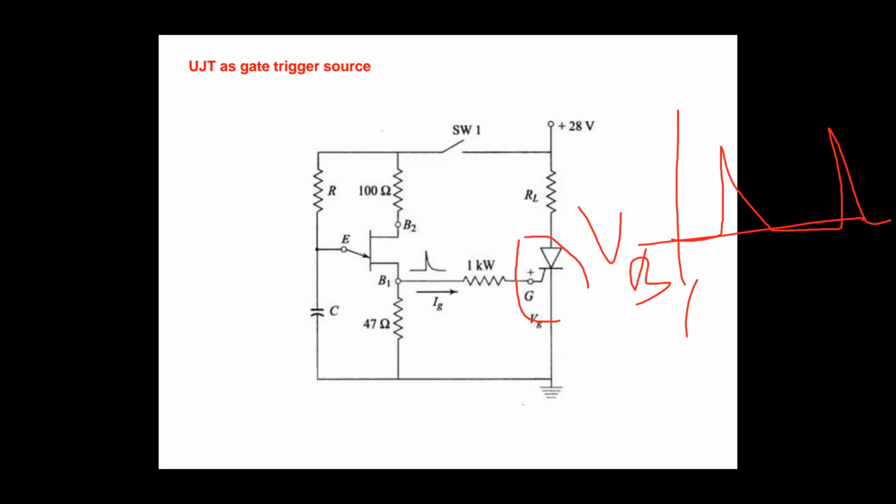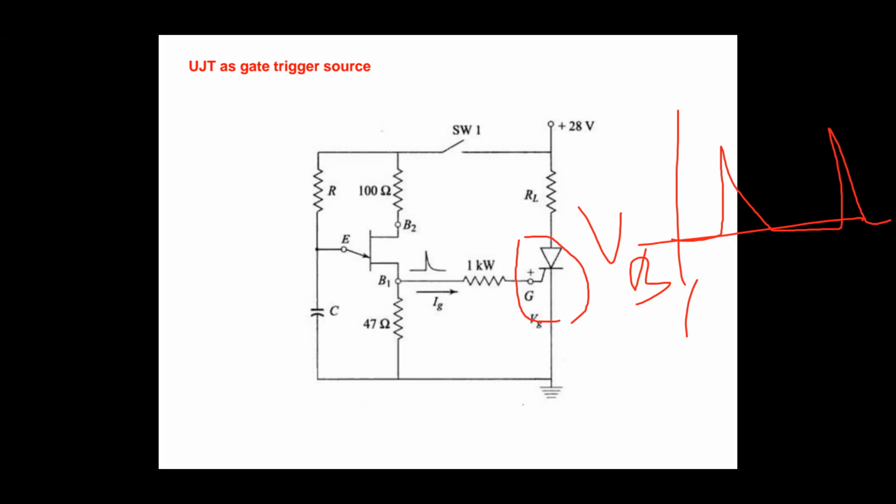So that is given to the gate, 1 kilo ohm. And we have the load resistor at the anode side, and we are going to give a supply voltage of 28 volts. So that is the UJT oscillator generating pulses at the terminal of B1. Then it is given to the gate terminal of the SCR. Now the SCR is going to be turned on. Okay, so this is the way we are going to turn on the SCR from the UJT. This is what a UJT triggering circuit is.